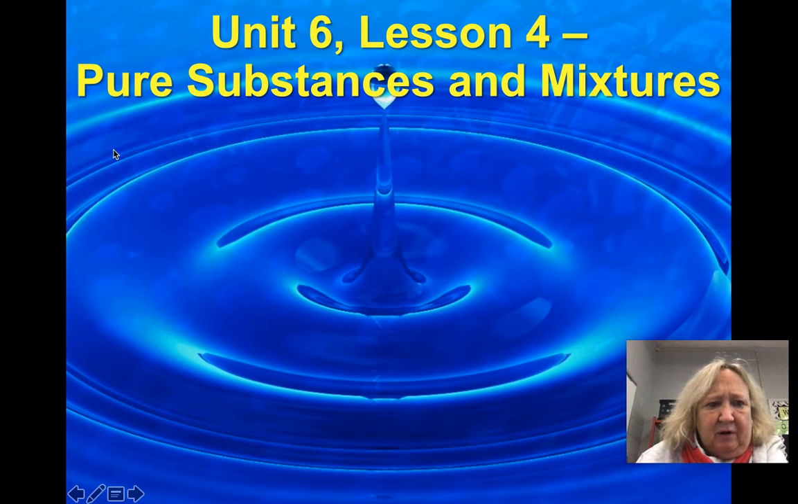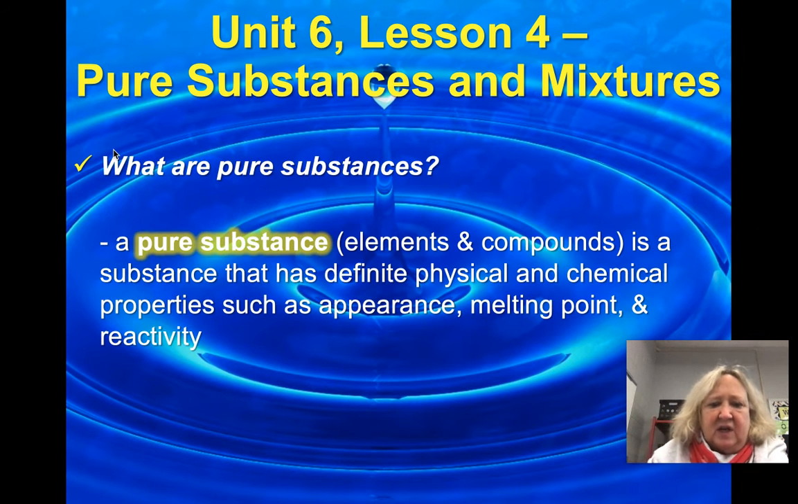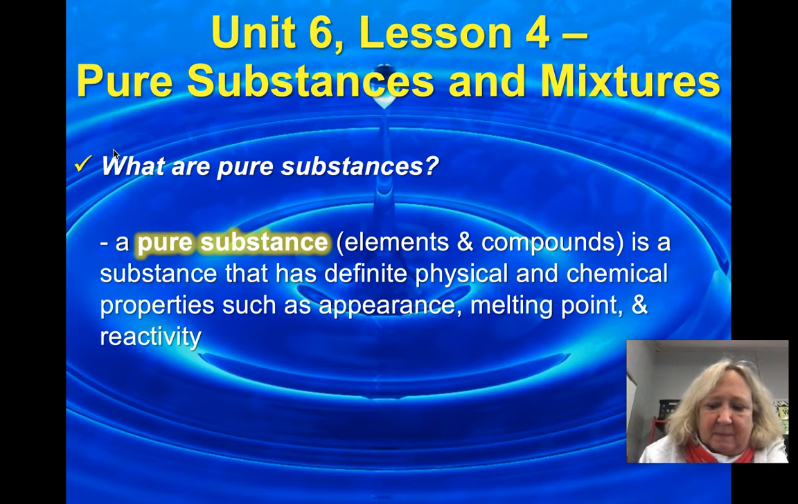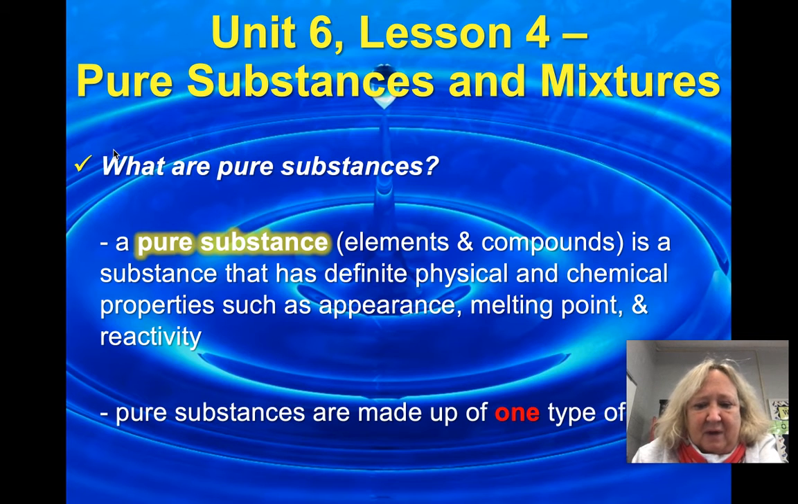Hey guys, today we're going to look at the definitions and examples of pure substances and then of mixtures. A pure substance is a substance that has definite properties. We've been through those properties and we'll keep reviewing them, kind of like a spiral review you do in math. We'll keep looking at those because they're, pardon the pun, the building block of everything that we're talking about in this lesson.